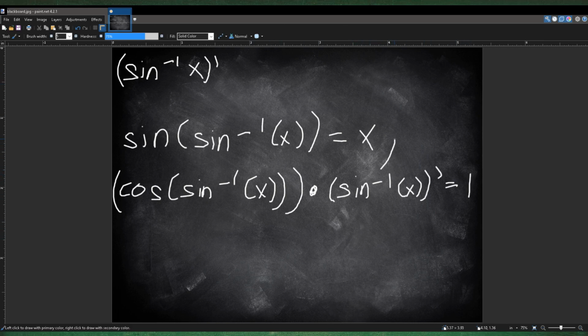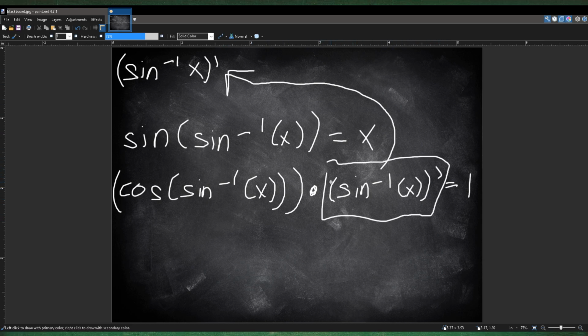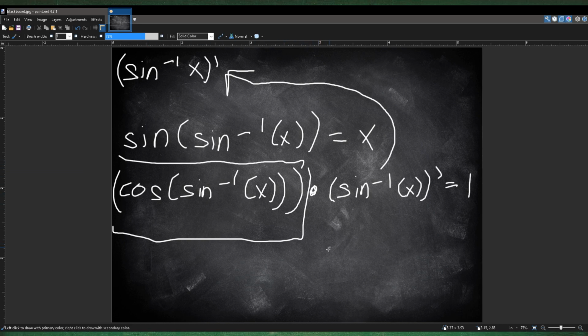So now we have this equation right here, and this part is equal to the inverse sine of x that we are trying to find. So we just need to reverse our equations to understand. Now we just need to find what this equals, and then get it to the other side, and then we basically just get this equation.